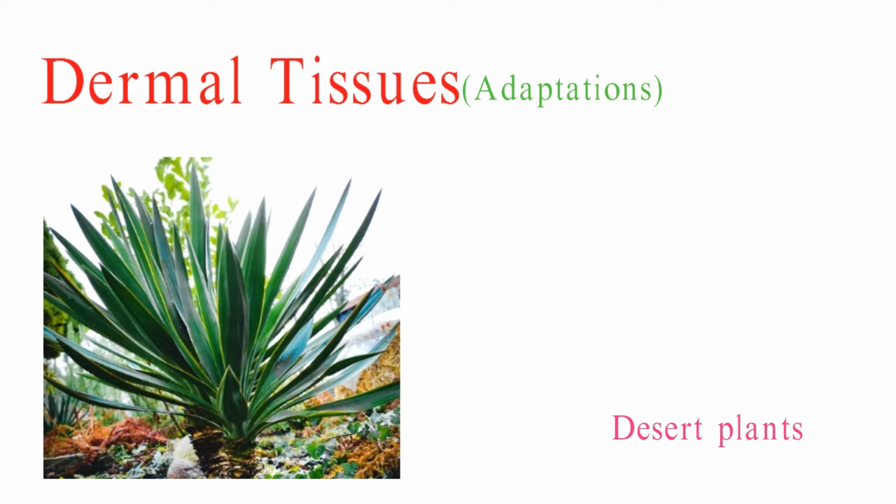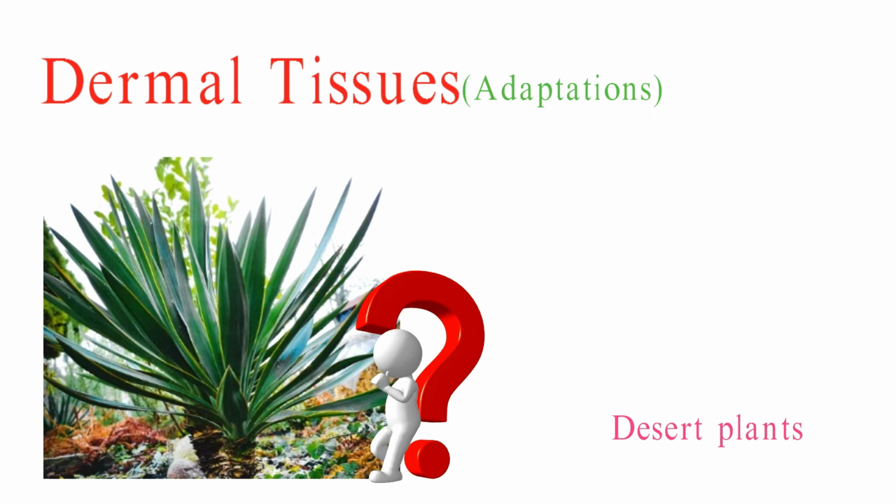But here's the burning question. How do they conserve water in such harsh conditions? The answer is in their remarkable ability to limit water loss. Their thick cuticles act like a barrier, reducing water evaporation from their leaves.